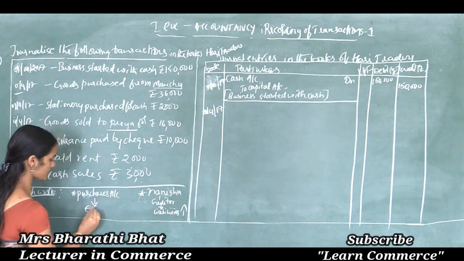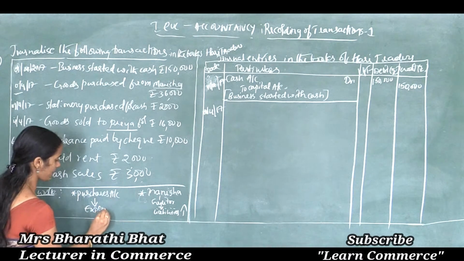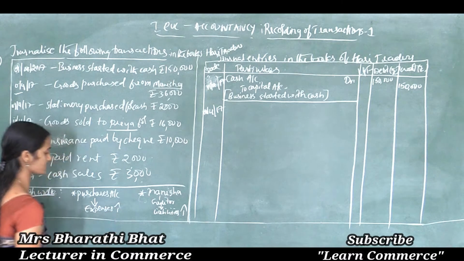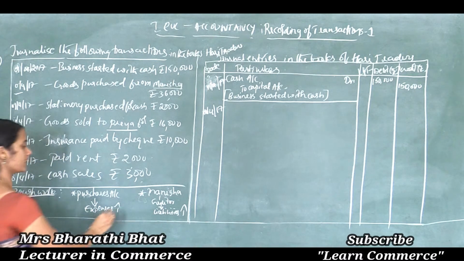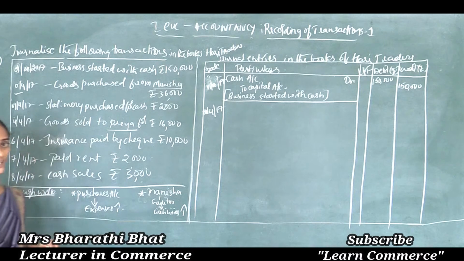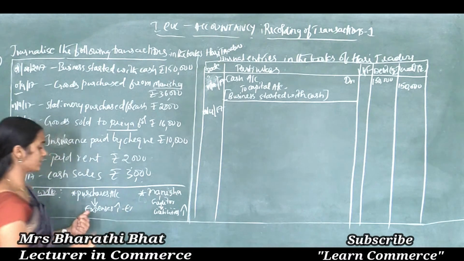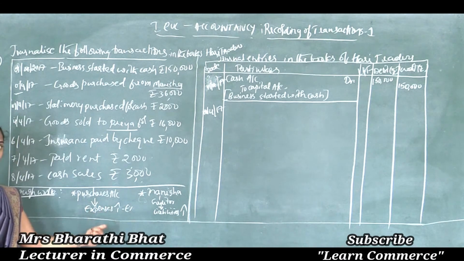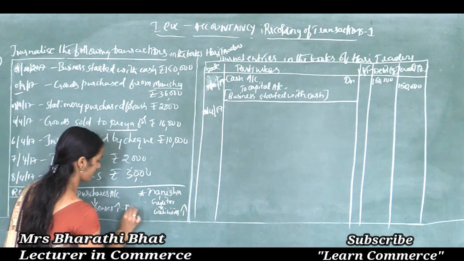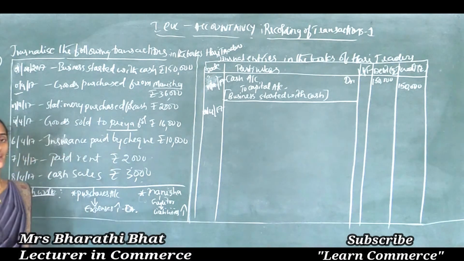Purchases comes under expenses account. Hari Traders' expense shows increased value. Then classify the account. Expense comes under expenses account. So here it shows increased value. So now apply the rule. Increase in expenses is to be debited.